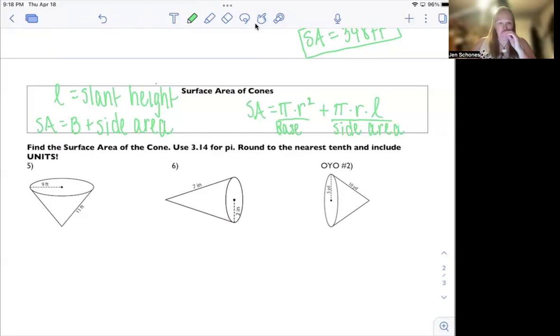All that talking about drinks made me thirsty. Okay, so we're going to find the surface area of the cone. We're going to use 3.14 for pi, so your answers match mine. Round to the nearest tenth and include units.